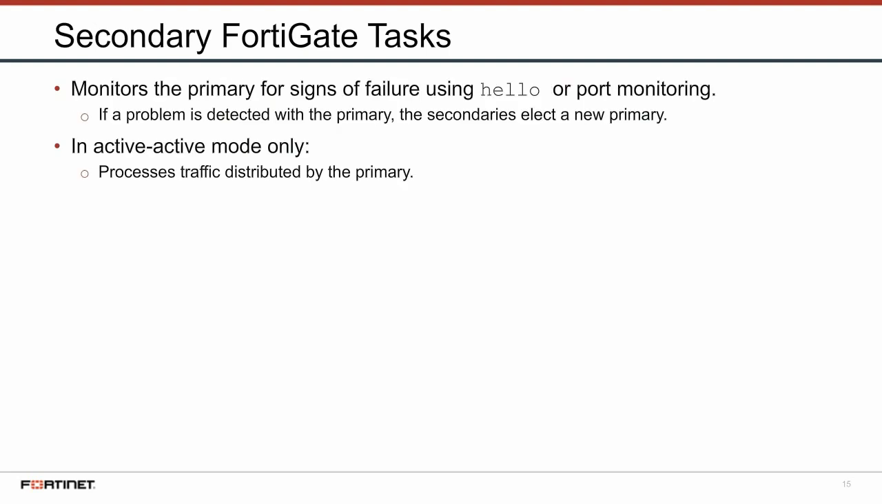Now, let's take a look at the tasks of secondary FortiGates. If the mode is active-passive, the secondaries simply wait, receiving synchronization data but not actually processing any traffic. If the primary FortiGate fails, the secondaries will elect a new primary. In active mode, the secondaries don't wait passively. They process all traffic assigned to them by the primary device.